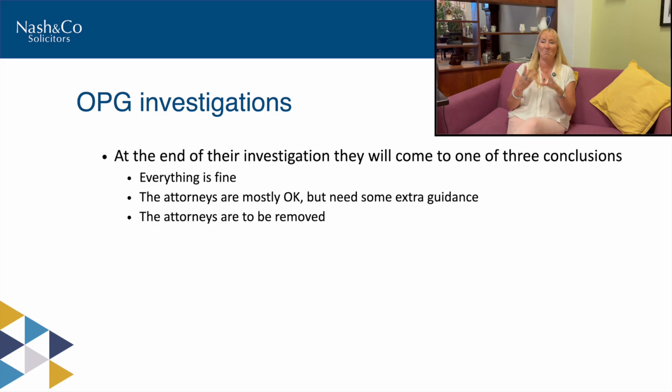The first one is everything's absolutely fine, the attorney is amazing, and it can be that people make malicious complaints to the Office of the Public Guardian. This is where you get two attorneys that don't like each other, and one of them is just trying to make life miserable for the other one. But once the OPG investigate, they might think, no, absolutely, the attorney's doing a really great job, they're fantastic, no criticism, no points of reference for things that they could improve.